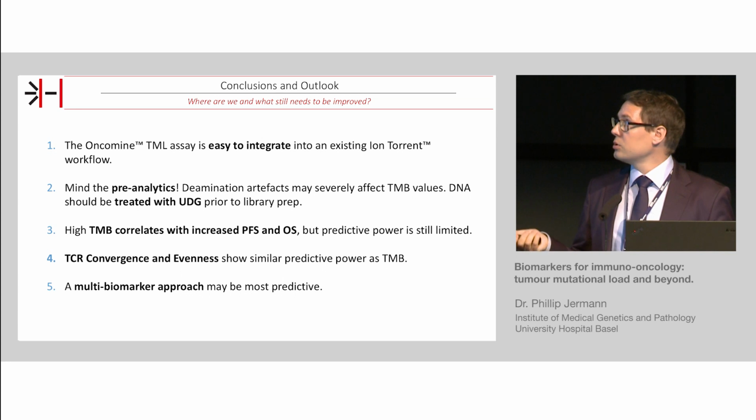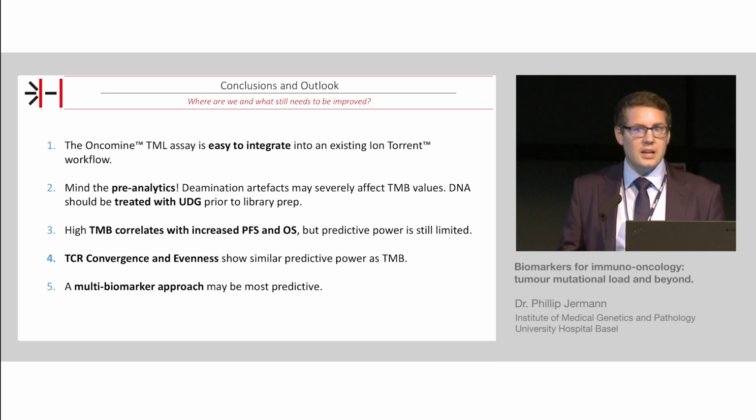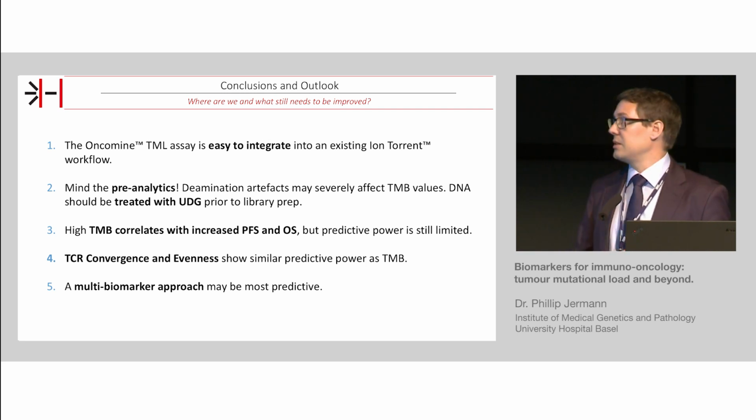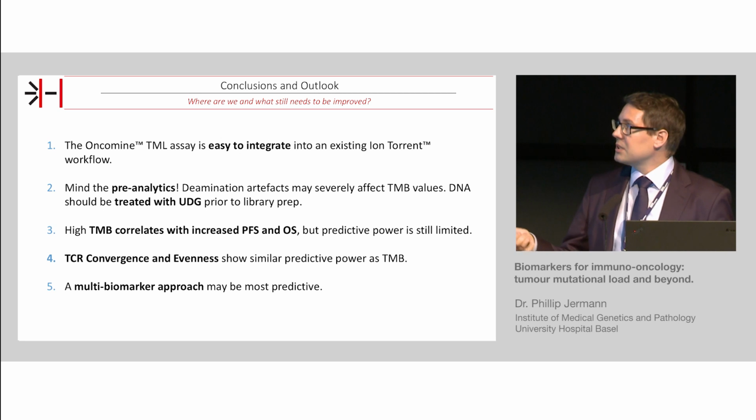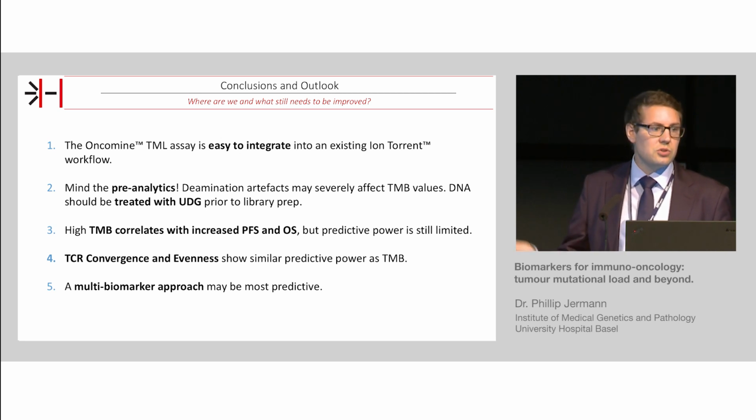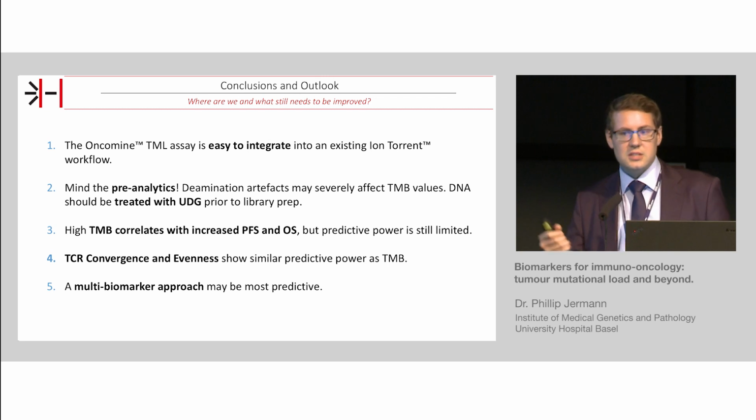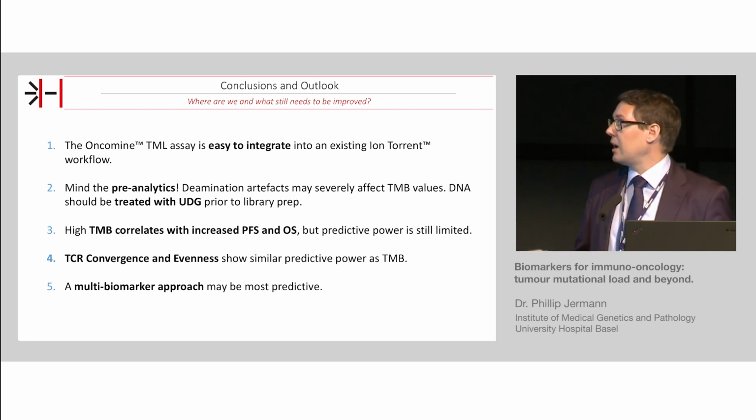So with this, I would like to conclude and just quickly summarize what I've shown you. First, the tumor mutational load assay is easy to integrate into a routine laboratory, especially if you're already running the Ion Torrent workflow. Importantly, here are the pre-analytics, so the UDG treatment that we specifically introduce for this assay for all the samples that we test now, in order to reduce the artifacts that may otherwise cause us to overestimate the TMB.